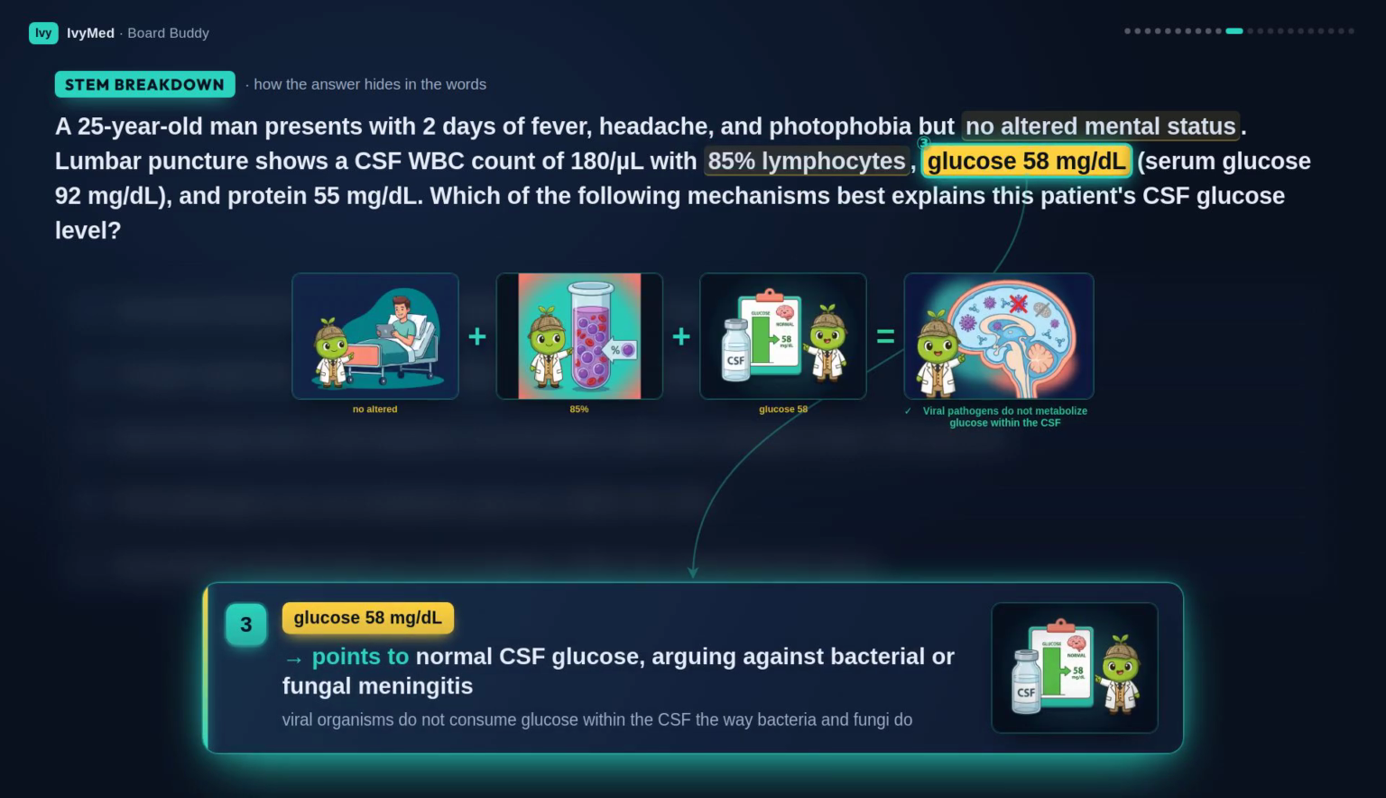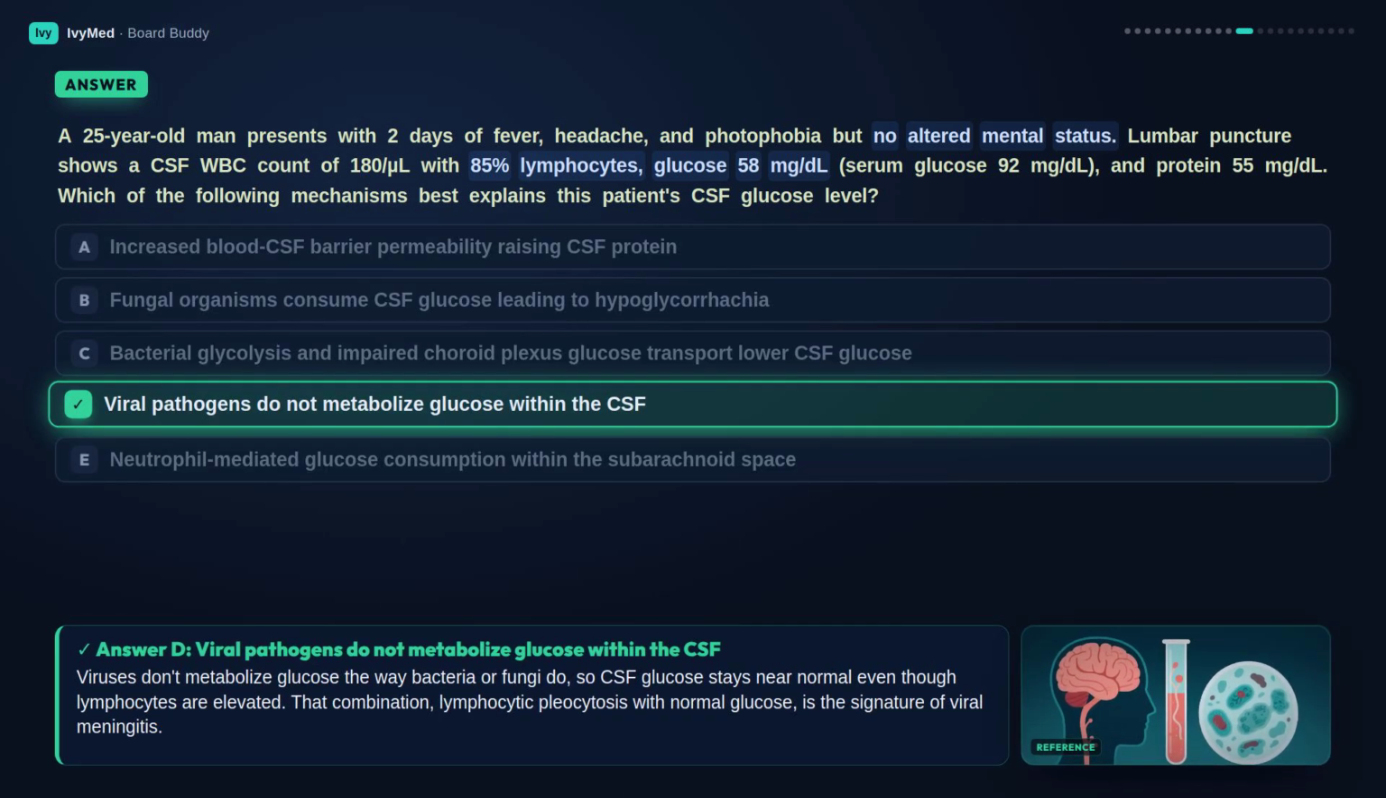Glucose 58 mg per deciliter. This means normal CSF glucose, arguing against bacterial or fungal meningitis, because viral organisms do not consume glucose within the CSF, the way bacteria and fungi do. It's D. Viruses don't metabolize glucose the way bacteria or fungi do, so CSF glucose stays near normal, even though lymphocytes are elevated. That combination, lymphocytic pleocytosis with normal glucose, is the signature of viral meningitis.